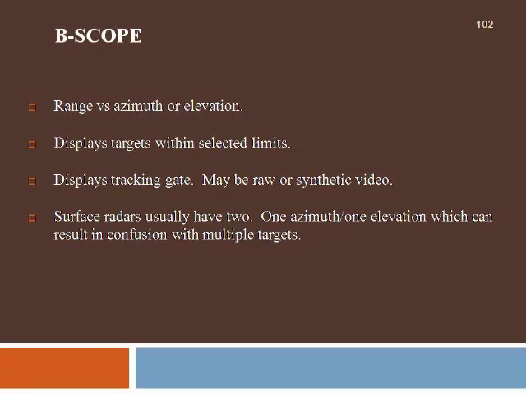B scope means it displays the range versus azimuth or elevation. It displays targets within selected limits, displays the tracking gate, and may be raw or synthetic video. Surface radars usually have two displays, one for azimuth, one for elevation, which can result in confusion with multiple targets.